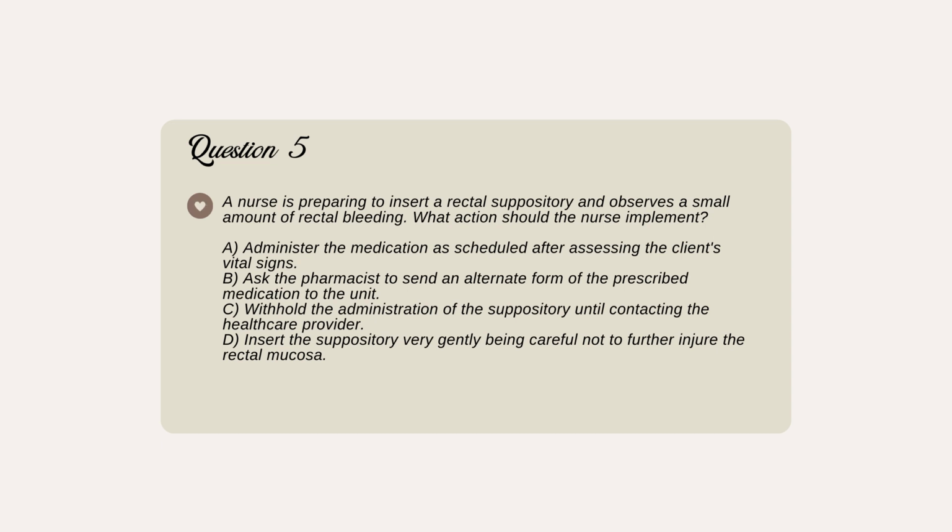Question 5. A nurse is preparing to insert a rectal suppository and observes a small amount of rectal bleeding. What action should the nurse implement? A. Administer the medication as scheduled after assessing the client's vital signs. B. Ask the pharmacist to send an alternate form of the prescribed medication to the unit. C. Withhold the administration of the suppository until contacting the healthcare provider. D. Insert the suppository very gently, being careful not to further injure the rectal mucosa.